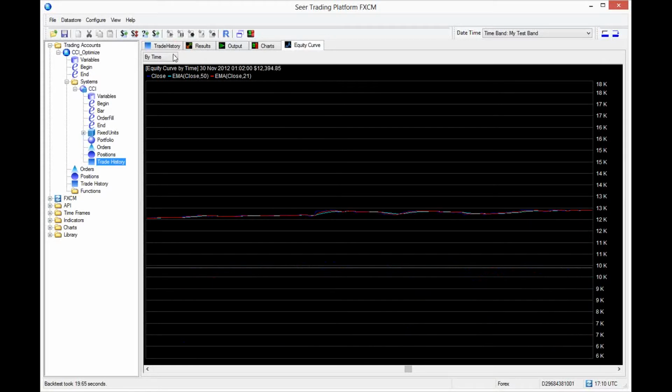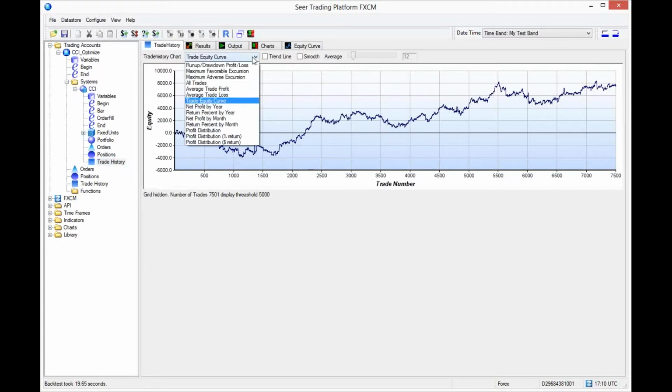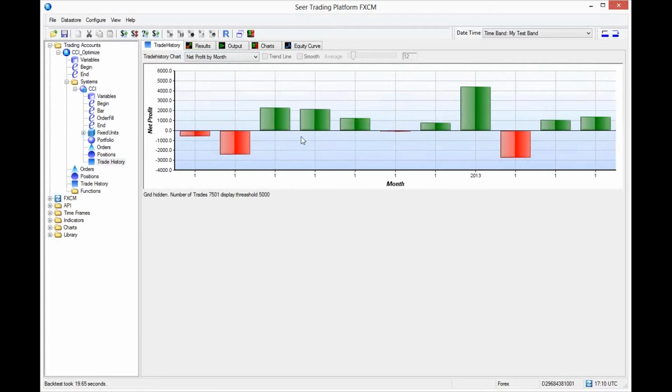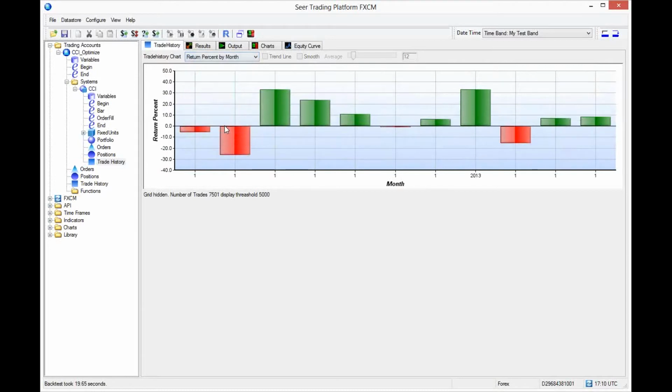If we go back to the trade equity curve, I want to show you some other interesting things. For example, you get information like net profit by month for your system, so you can see what your returns are, or return percent by month. Obviously this is just one of the example systems, so a lot of work has to go into the system, but you can see this commodity channel type product works pretty well in the FX market on Euro USD 1 minute pairs.